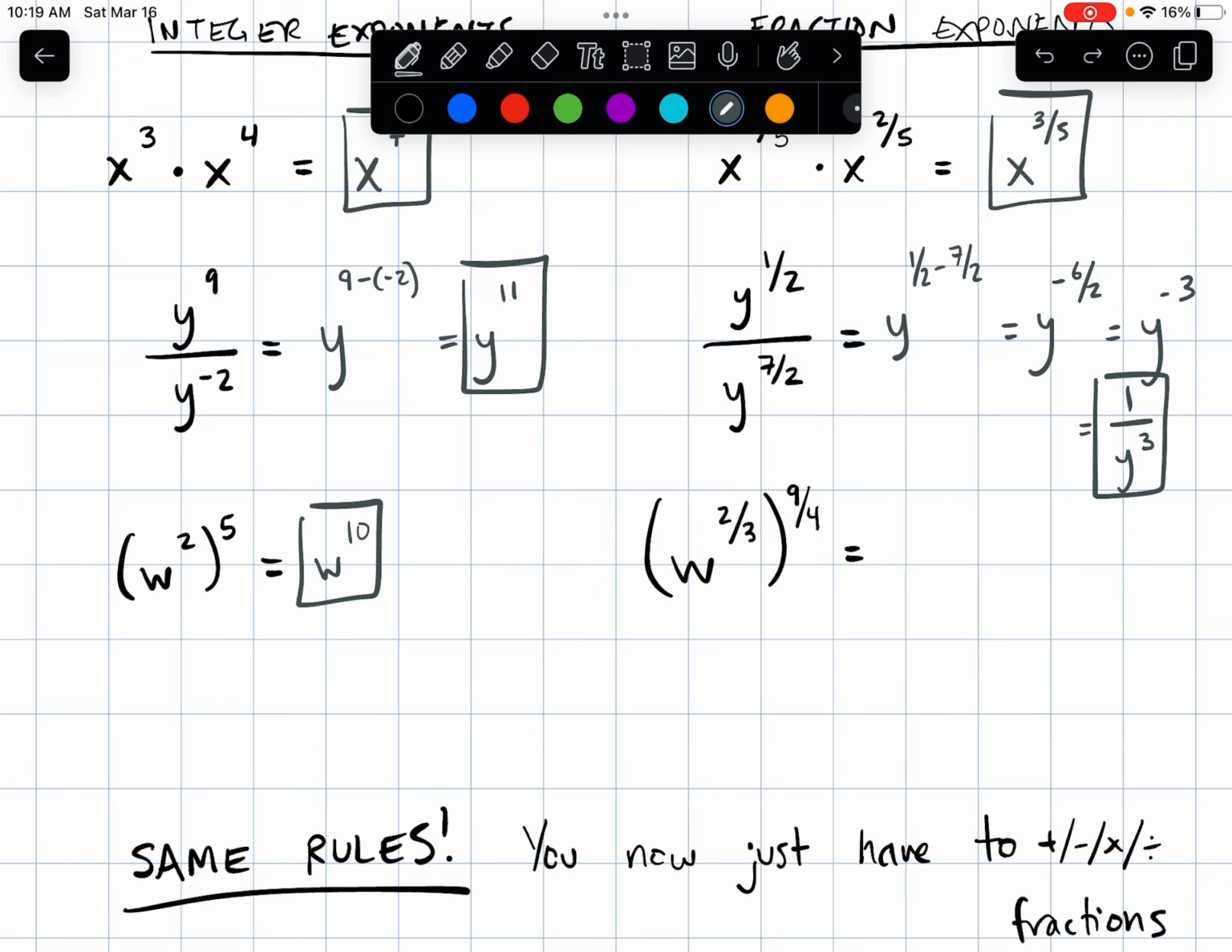Here I'm going to go ahead and multiply these. So this would be like w to the 2/3 times 9/4. Okay, so I'm going to again use that method where I simplify first just to save myself a little bit of time. So 2 over 4 reduces to be 1/2, and I know that 9 over 3 reduces to be 3 over 1. So if I multiply my numerators together, we get 3 on top. And if I multiply my denominators together, 1 times 2 is 2. So we get w to the 3/2 power, and that would be my answer there.